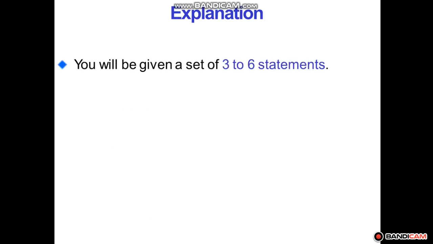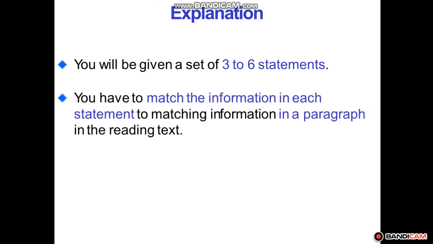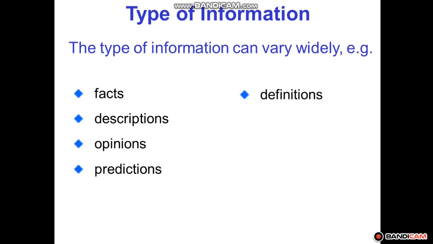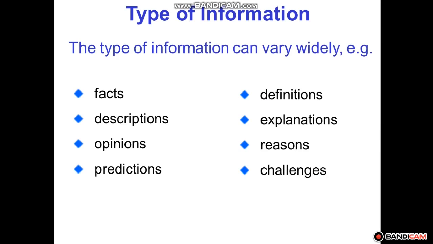You will be given a set of 3 to 6 statements in this type of question. You have to match the information in each statement to matching information in a paragraph in the reading passage. Now, the type of information that is selected for you can vary widely. For example, it can be based on facts, descriptions, opinions, predictions, definitions, explanations, reasons, and challenges. Fine, so the types can vary.